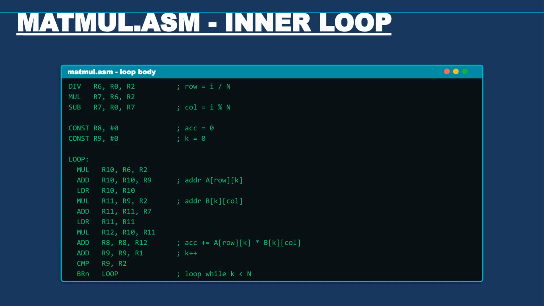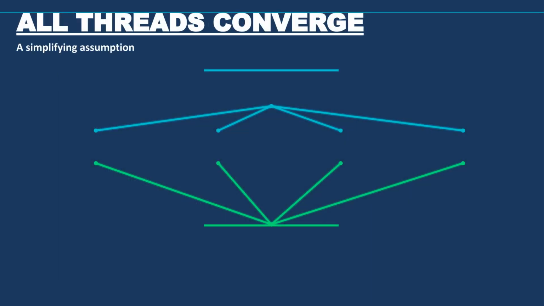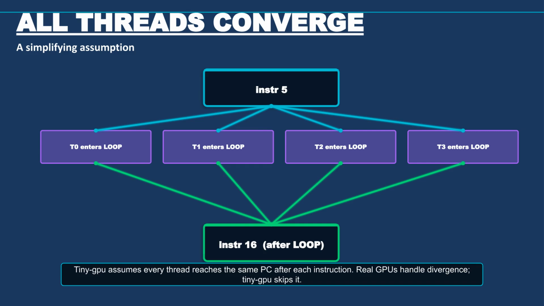The inner loop of the matrix multiplication kernel uses basic arithmetic to calculate the row and column indices. It repeatedly loads A and B elements, multiplies them, and adds to an accumulator, using CMP and BRnzp for flow control. A simplifying assumption in TinyGPU is that all threads converge to the same program counter address after each instruction. While real GPUs handle thread divergence, TinyGPU avoids this complexity to keep the model simple.